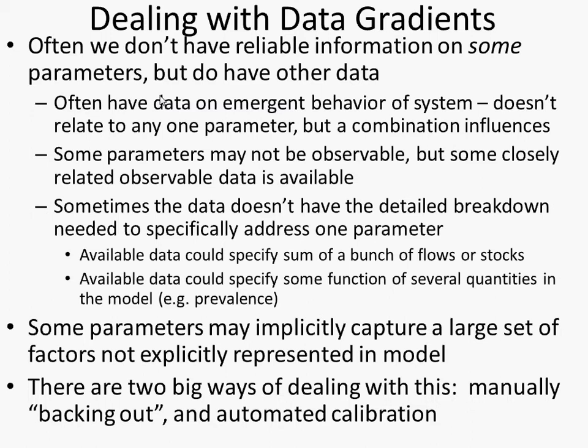The perverse thing here is that while no data may specifically give us a good value for a particular parameter, often we'll have data about the overall behavior of the system as a whole, that doesn't relate to one parameter in isolation, but rather to a combination of influences. It's emergent. It's a result of interactions of several components of the model that may be complex enough that we can't go directly back from it to figure out what the value of the parameter might be. But in some sense, it constrains our interpretation of what those parameters might be. It provides constraints. It provides patterns which we need the model to stay true to.